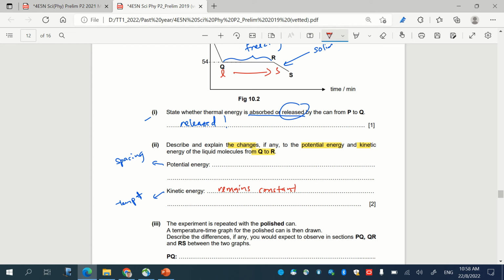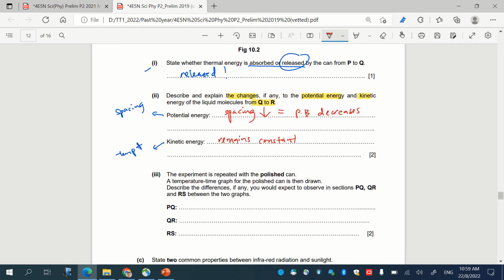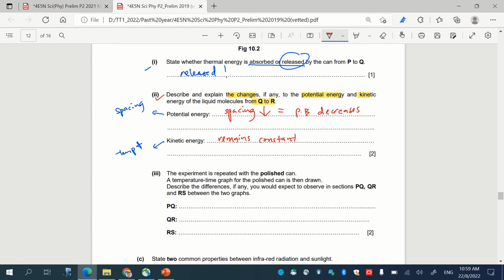So since from liquid to solid, the spacing decreases, because in solid state molecules are even more closely packed. What does it mean? It means the potential energy decreases. Okay, the further apart, the greater the potential energy. Okay, so part 2 done.